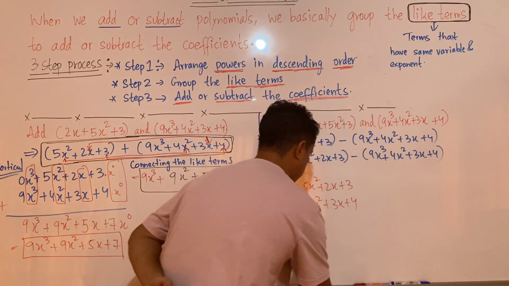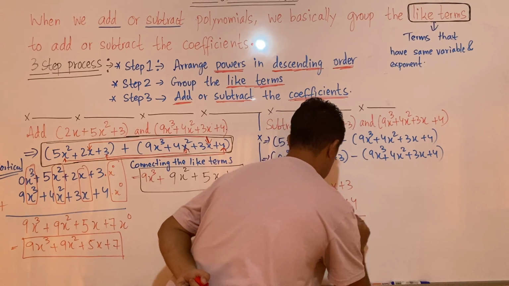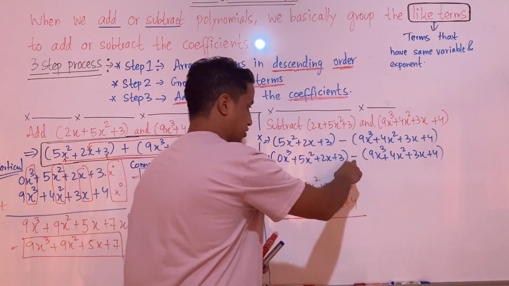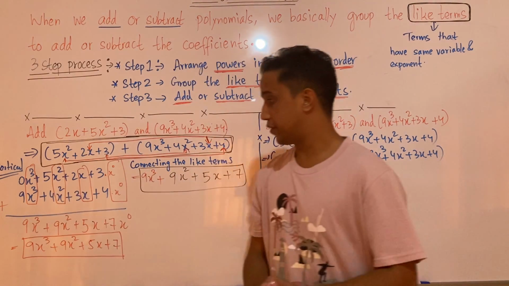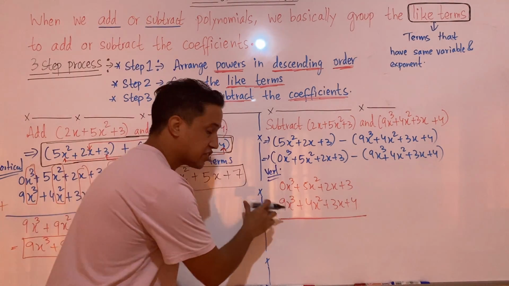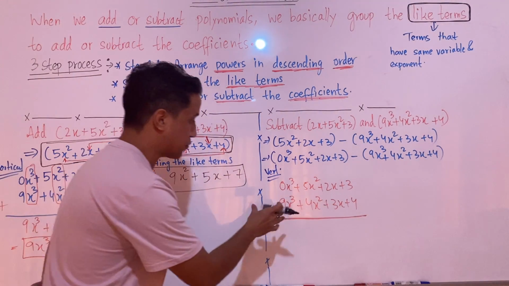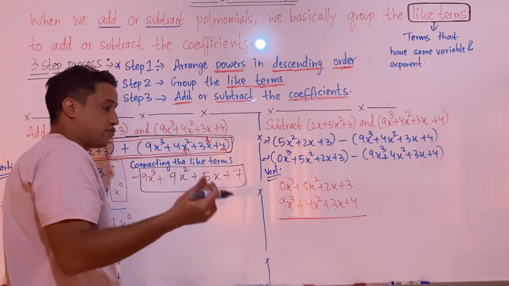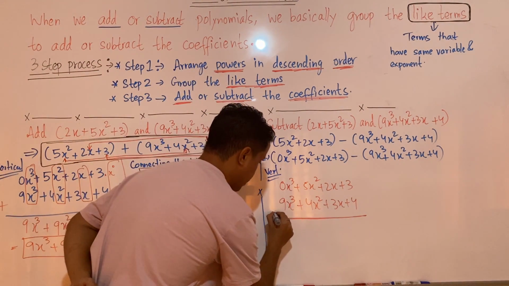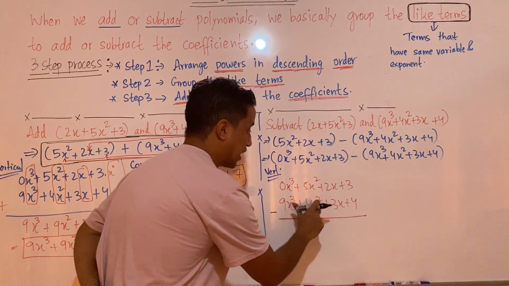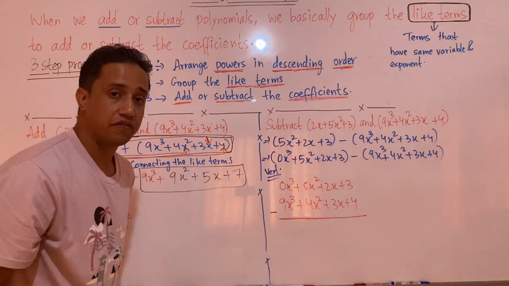Okay, now see here, now I have to subtract. Here I was adding. Now when I subtract this expression from this, what I have to do is write here minus. I have to change the signs of the coefficients of this expression.